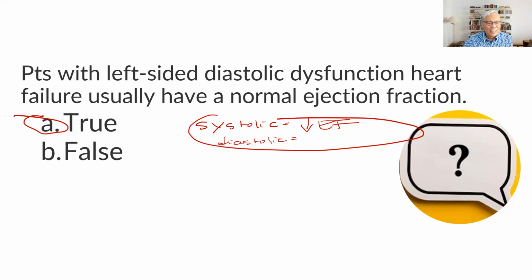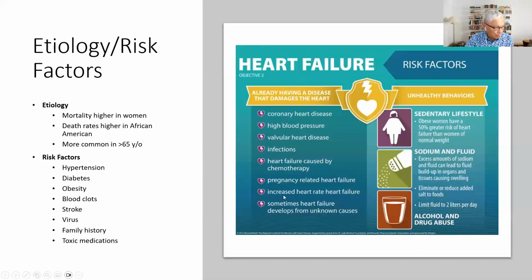Okay, good. All right, so the emphasis here is that the difference between left-sided and right-sided heart failure is based on the symptoms. And then the difference between systolic heart failure and diastolic heart failure is based on ejection fraction. Okay, remember that. All right, so what are some of the risk factors for the development of heart failure?